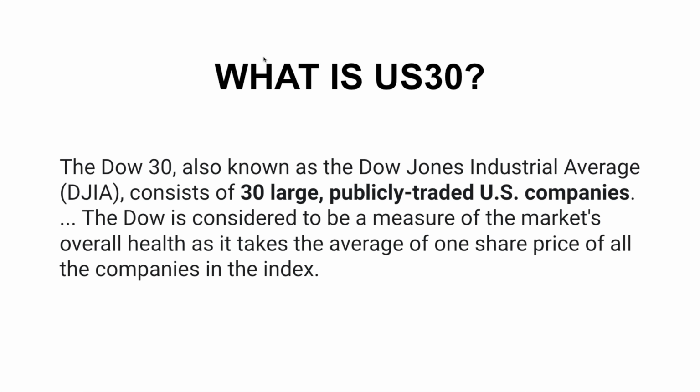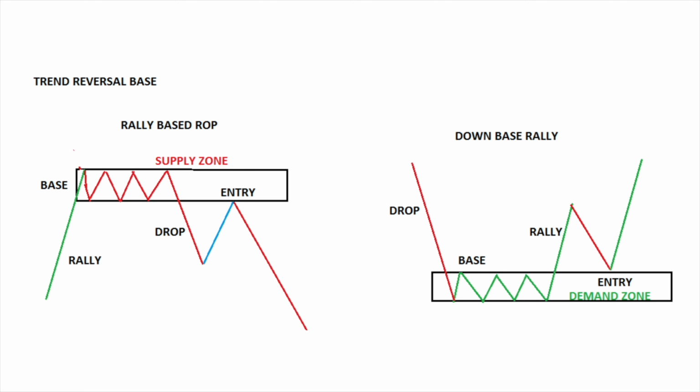What is US 30? US 30 is the Dow 30, also known as the Dow Jones Industrial Average. It consists of 30 large publicly traded US companies, all right? The Dow is considered to be a measure of the market's overall health, as it takes the average of one share price of all the companies in the index, all right?